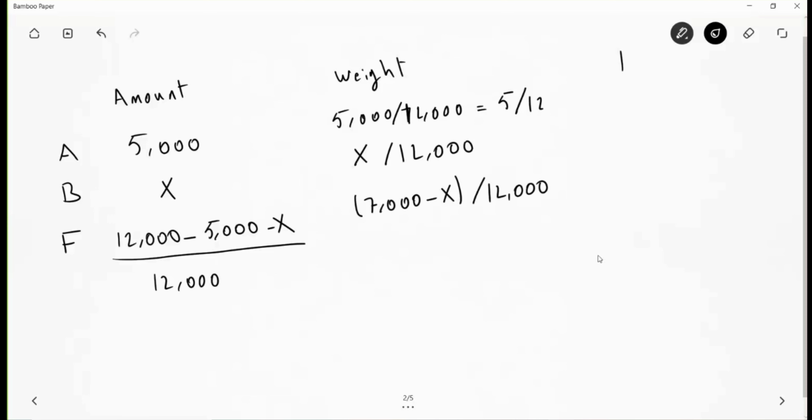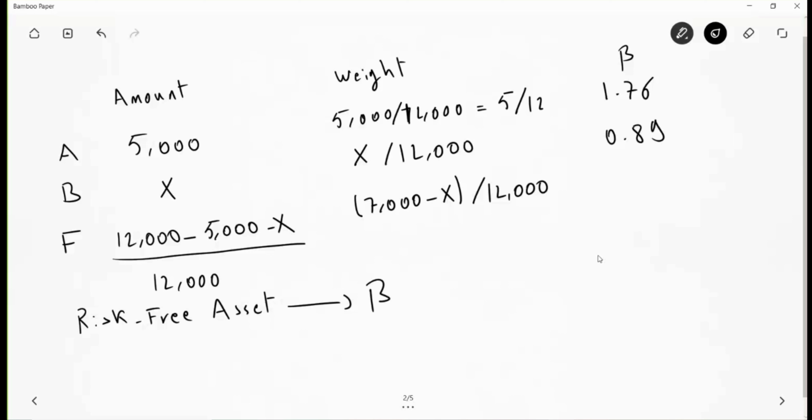Now, the last piece of information that I have relates to beta. I have that beta of A is 1.76, beta of B is 0.89. I don't have beta of the last asset. However, because it's a risk-free asset, the risk-free asset has zero systematic risk. So beta of F is equal to 0. And this will simplify everything later on. So now I have beta of the portfolio is equal to 1.1.